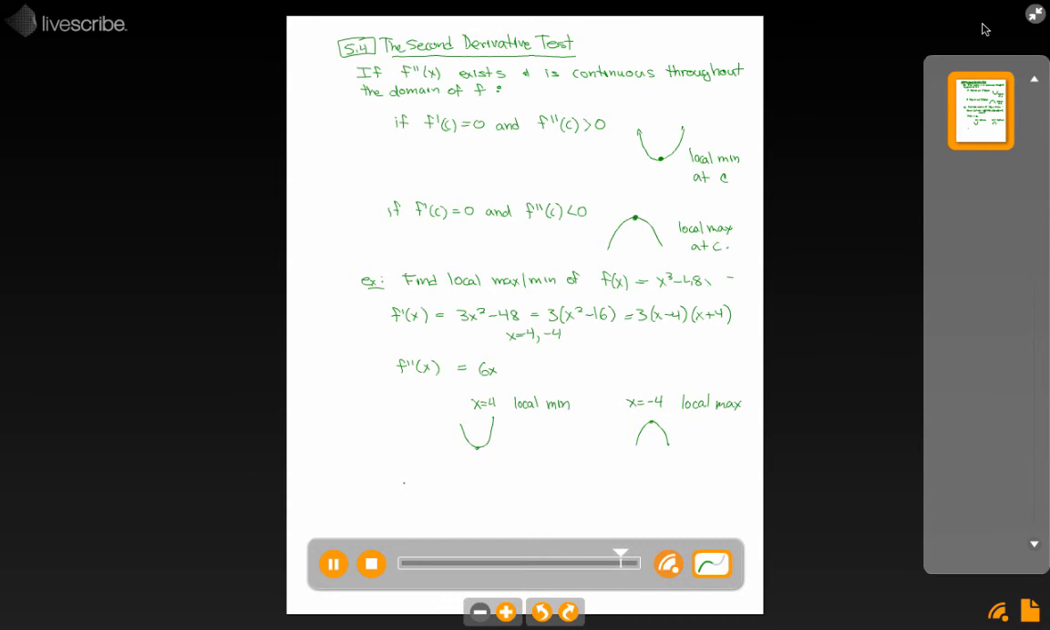If we wanted the actual values, we just put in 4 and negative 4 into the original function and figure out what lovely numbers those are going to give us.